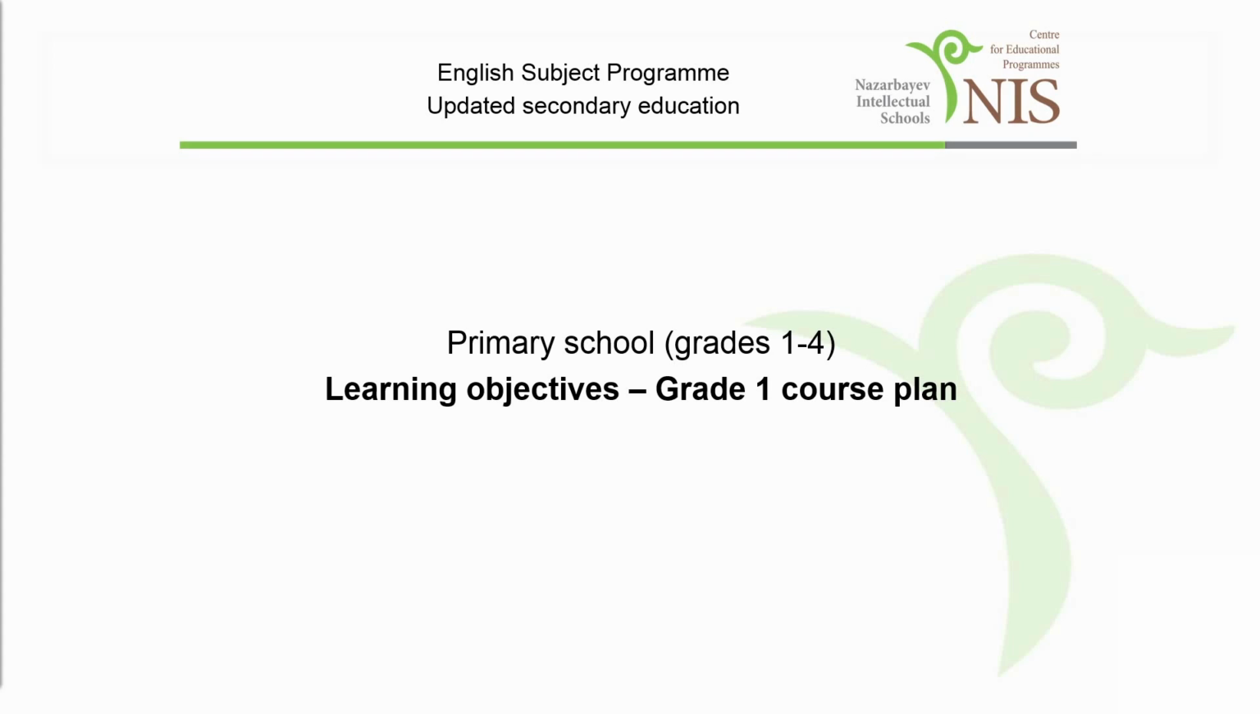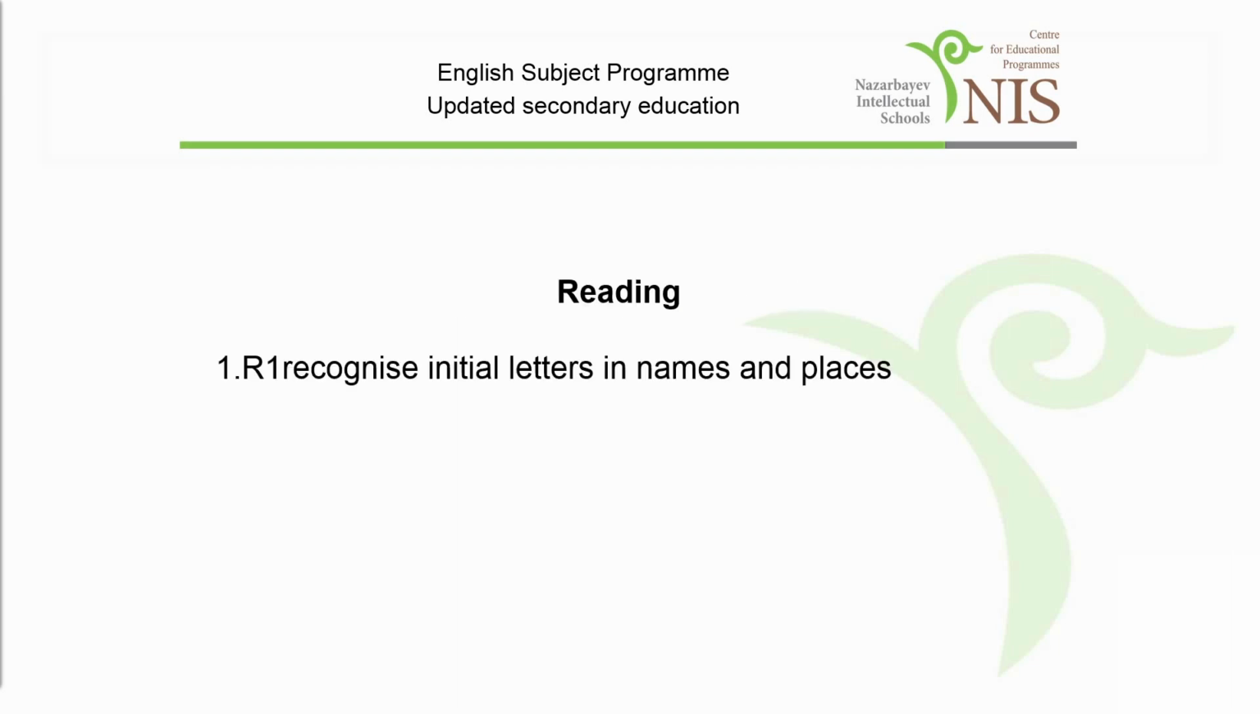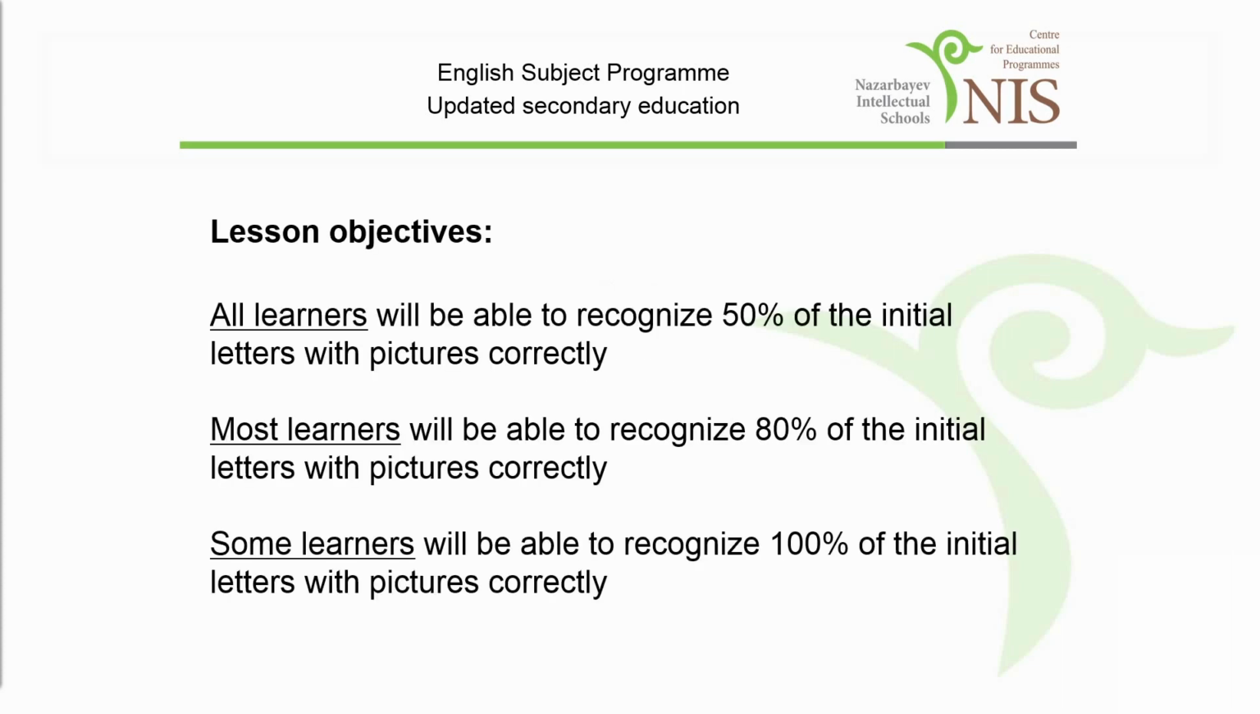So, now let's take a look at some of the learning objectives from the Grade 1 course plan. Let's look at Term 1, Unit 2, My School. Our learning objective here is for reading. Grade 1, R1, recognise initial letters in names and places. So, how can teachers organise their activities?